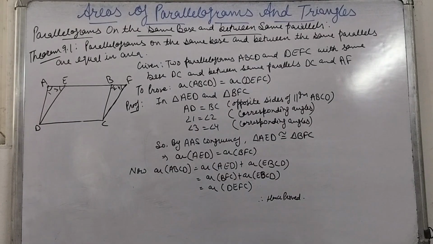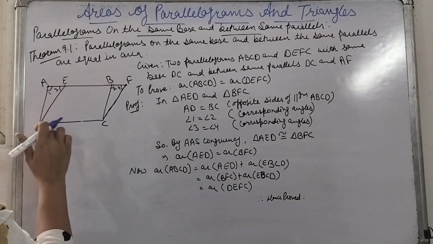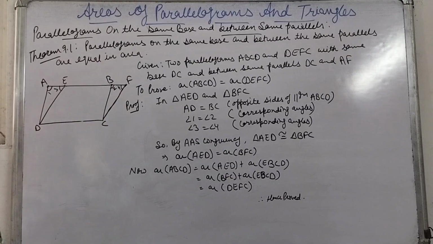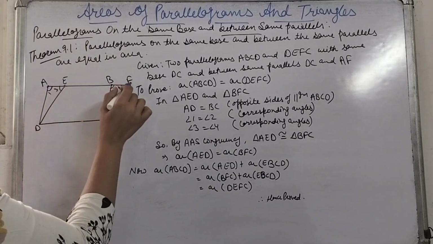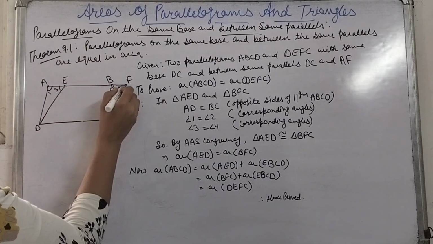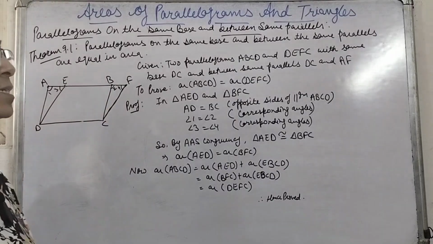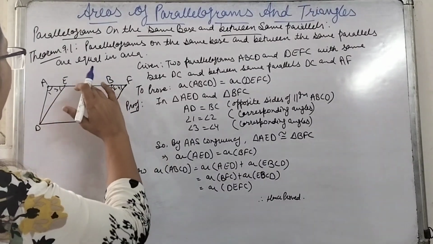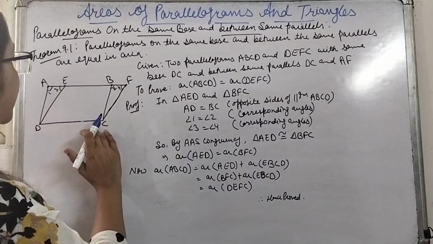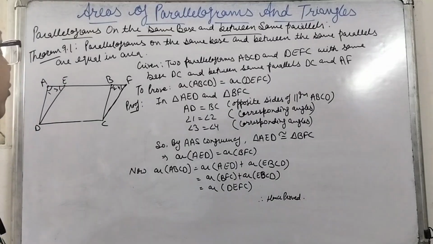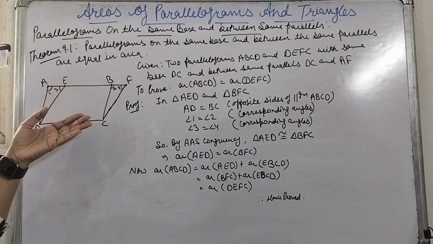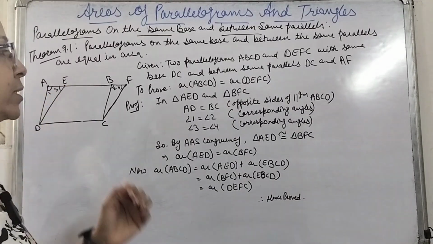And the opposite vertices of the parallelogram ABCD, that is your A and B, and the opposite vertices of your EFCD, that is your E and F. All these four vertices are lying on the same line, which is parallel to your CD, which is parallel to the base. So we will be saying that these two parallelograms are on the same base and between the same parallels.